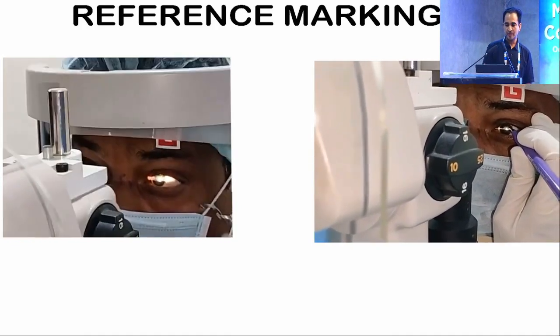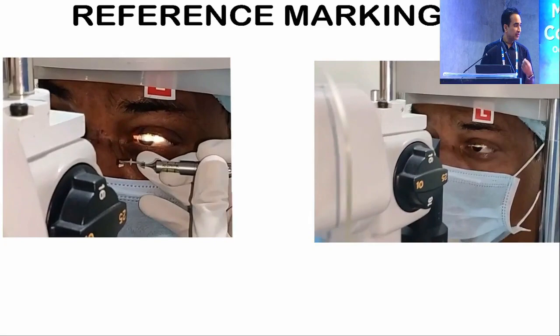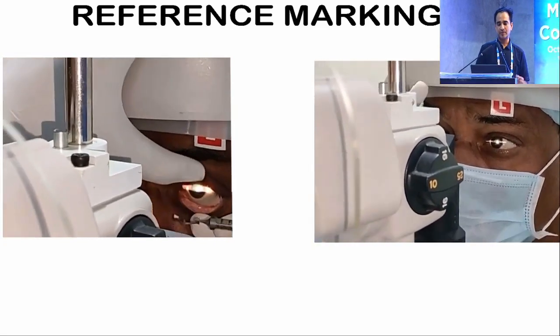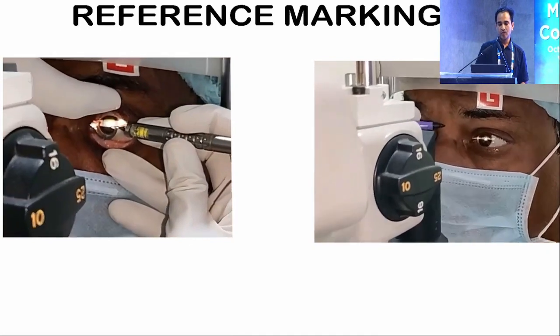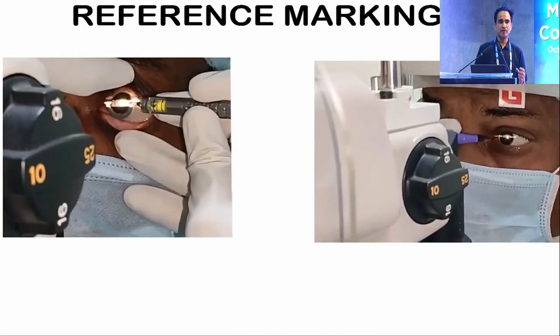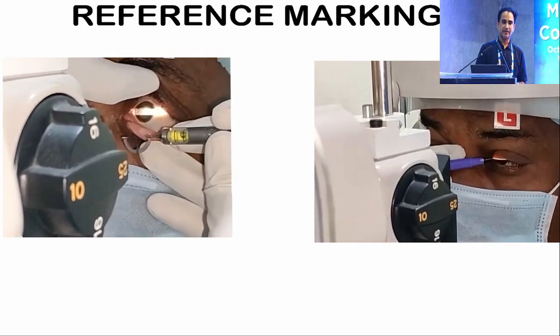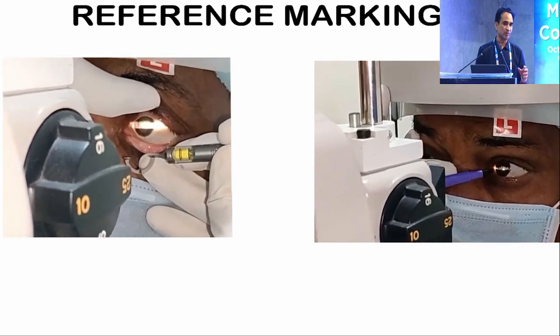So for right-hand persons, temporal will be easy. Nasal marking might be difficult. You have to reassess that again, because sometimes it might not be exactly at that point. Once, if you use a speculum, always remove the speculum, reassess your markings. And on the slit lamp, if you mark it, again reassess when the patient is sitting in normal position.